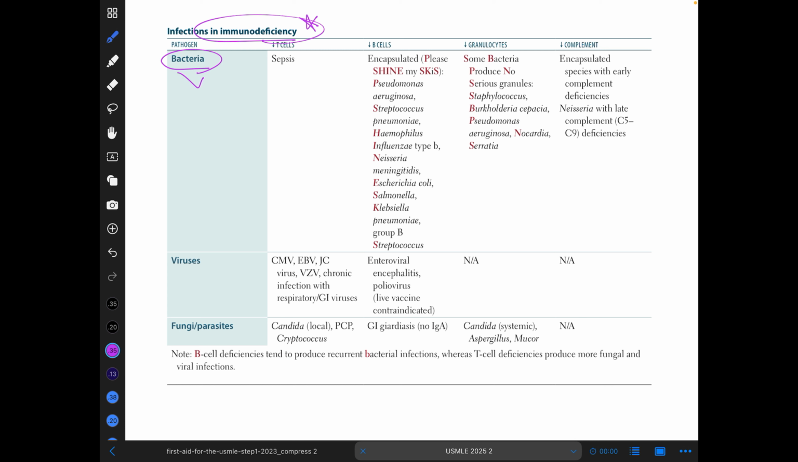In which condition is the patient more prone, having more risk, for bacterial infections? Obviously, when there is a decrease in the level of B cells, there will be a high risk of bacterial infection. Most commonly, which bacteria? It will be encapsulated bacteria. And what are encapsulated bacteria?